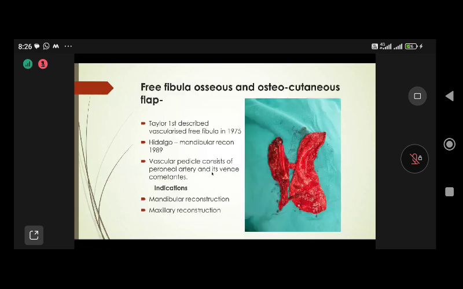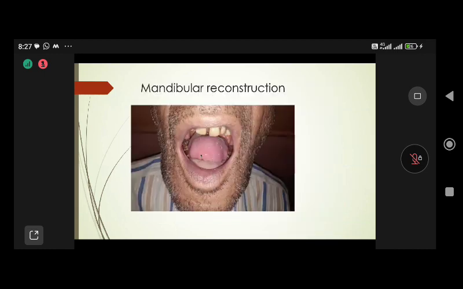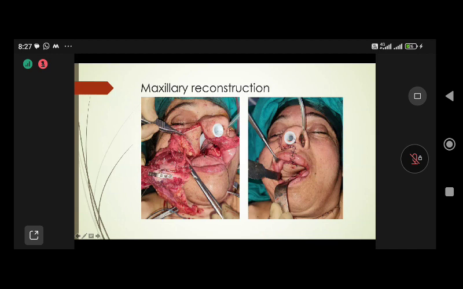Next is the free fibula osseous and osteocutaneous flap. Taylor first described vascularized free fibula in 1975. Hidalgo used it for mandibular reconstruction in 1989. Vascular pedicle consists of the peroneal artery and its venae comitantes. And indications are mandibular reconstruction and maxillary reconstruction. Here you can see the nice contour after mandibular reconstruction. Here this fibula flap is used for reconstruction of the maxilla.